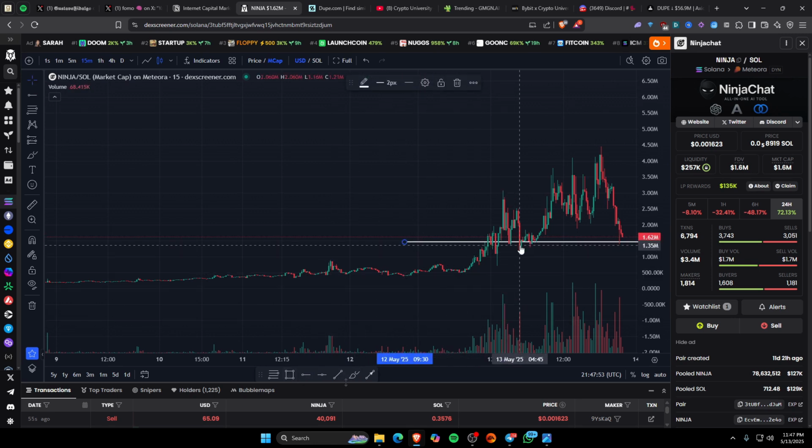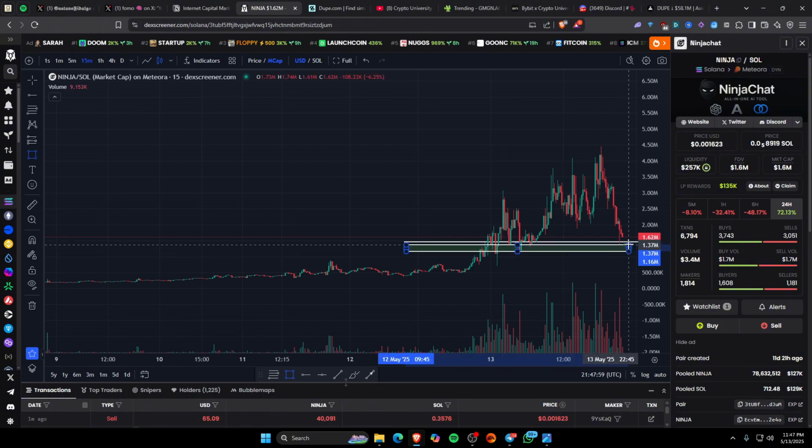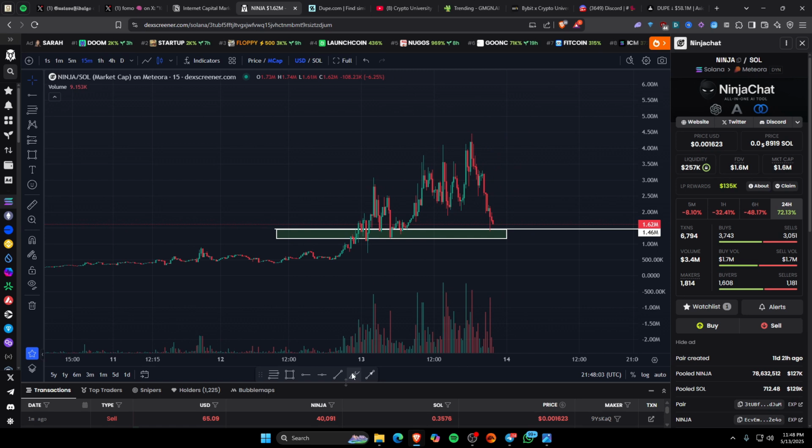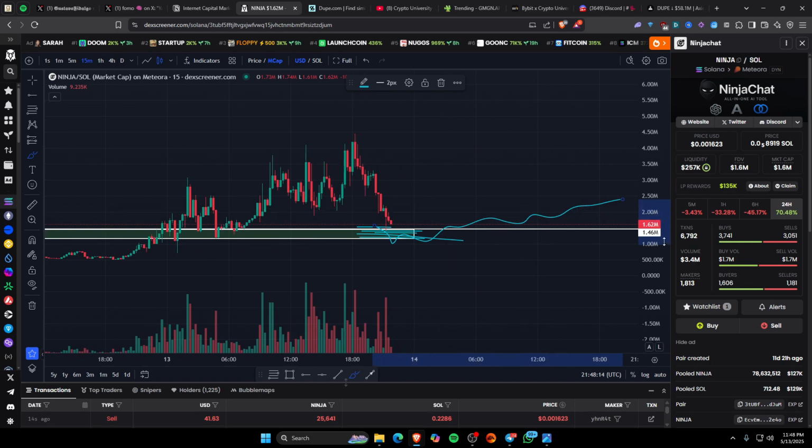So again, if you're seeing so much noise like this, you can always draw up your level. This is going to be a level. What this means is you can have multiple entries. A level, you know, support, is just going to be a level. So if price dumps right here, it still has the potential of going to the upside. So this is where I am also looking at NinjaChat.